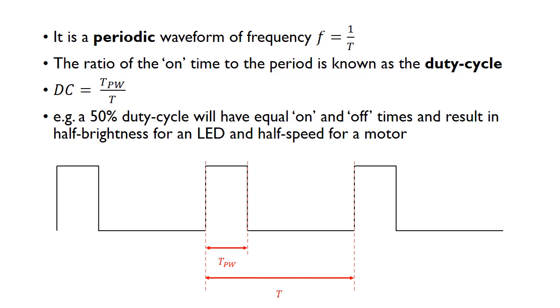And then for a 50% duty cycle, there's got to be equal on and off times, so essentially like a square wave. That would result in half brightness for an LED and half speed for a motor. Because you can control this, it could be completely switched off, 0% duty cycle, then maybe 10%, 20%, 30, then 50, keep going up, and when you get 100% duty cycle, it's just switched on for the entire period. So by sweeping through that, you can control the brightness, control the speed of a motor, and so on.